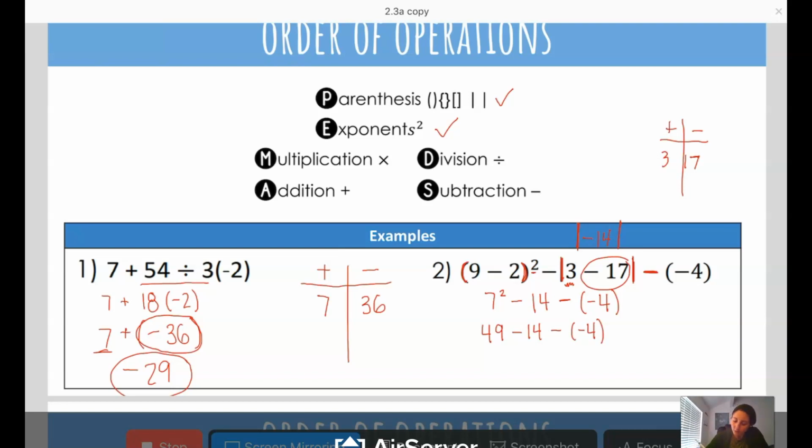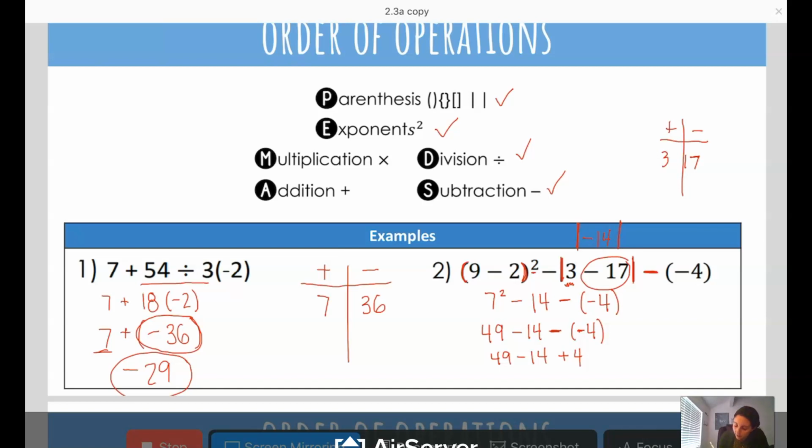So since there's no multiplication or division, this brings us to our addition and subtraction. You'll notice we have a minus negative 4, or a negative outside of those parentheses. Remember, that's like saying negative 1 times negative 4, or the opposite of negative 4. So that double negative we need to change to a positive. And then bring down our 49 minus 14.